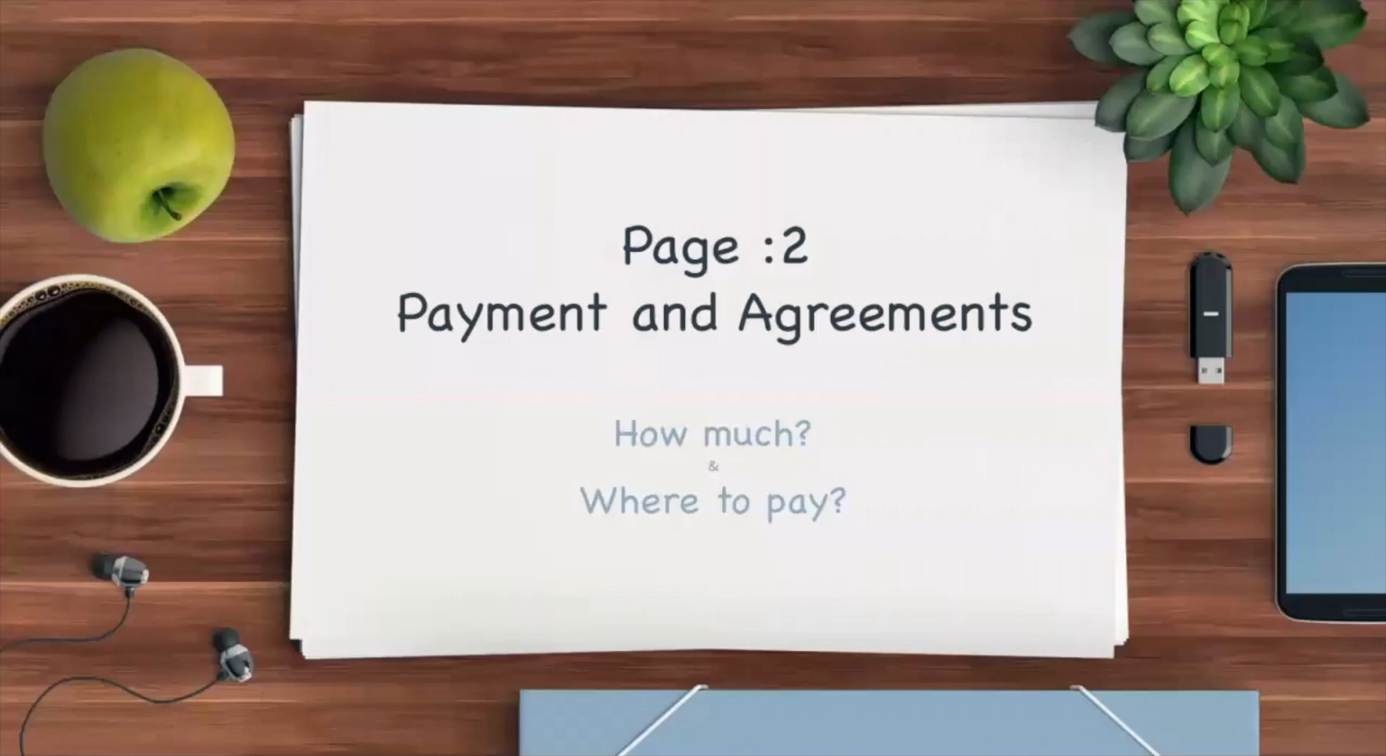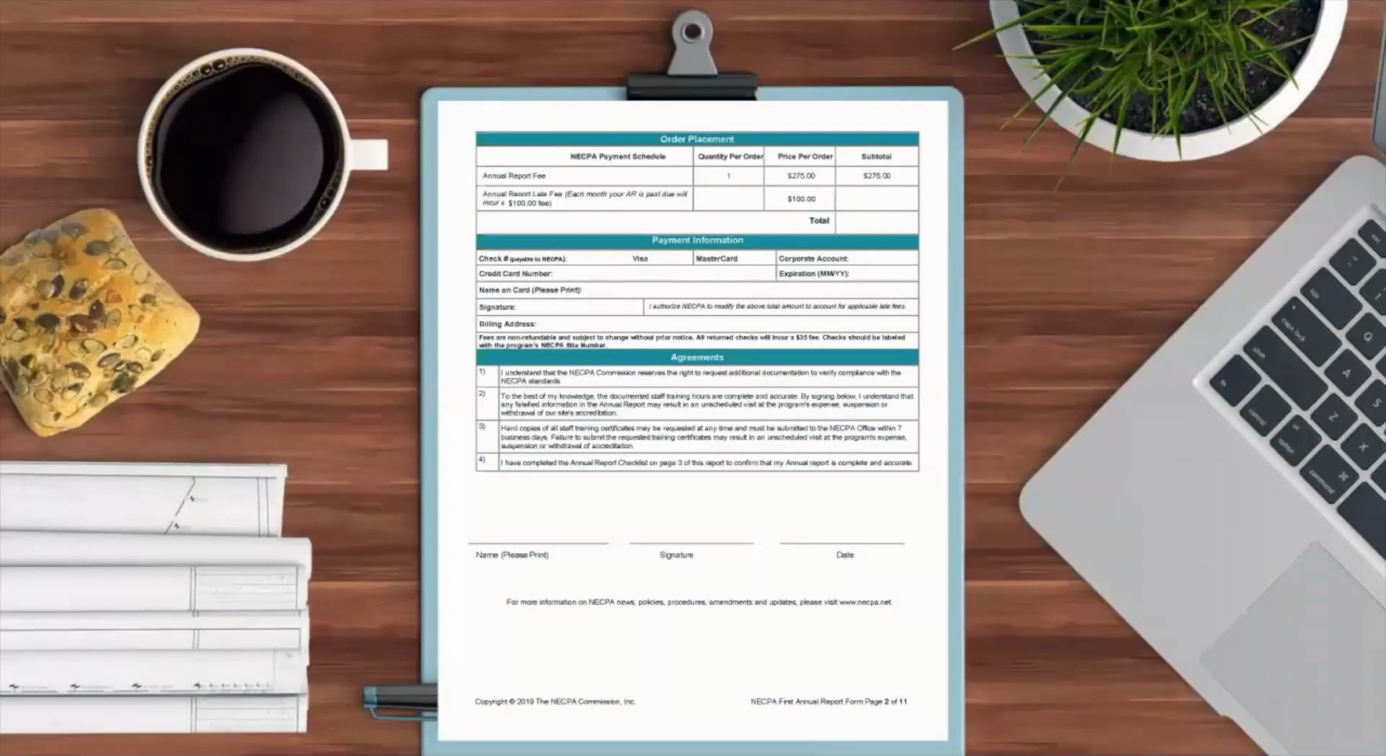Page 2. Payment and Agreements. How much and where do I pay? On page 2, you will be calculating payment information for the total annual report fee for your center. The annual report fee comes to $275. If you are submitting the report within your accreditation anniversary month, simply place $275 as your total in the box below. If your report is being submitted past its due date, there will be a late fee of $100 per month. Let's run an example.